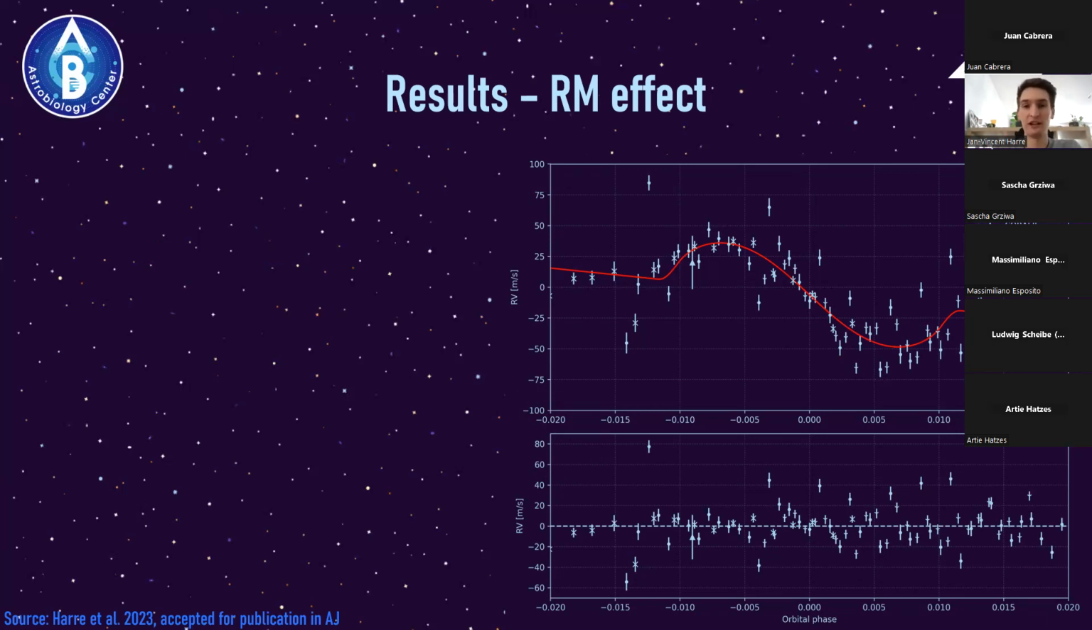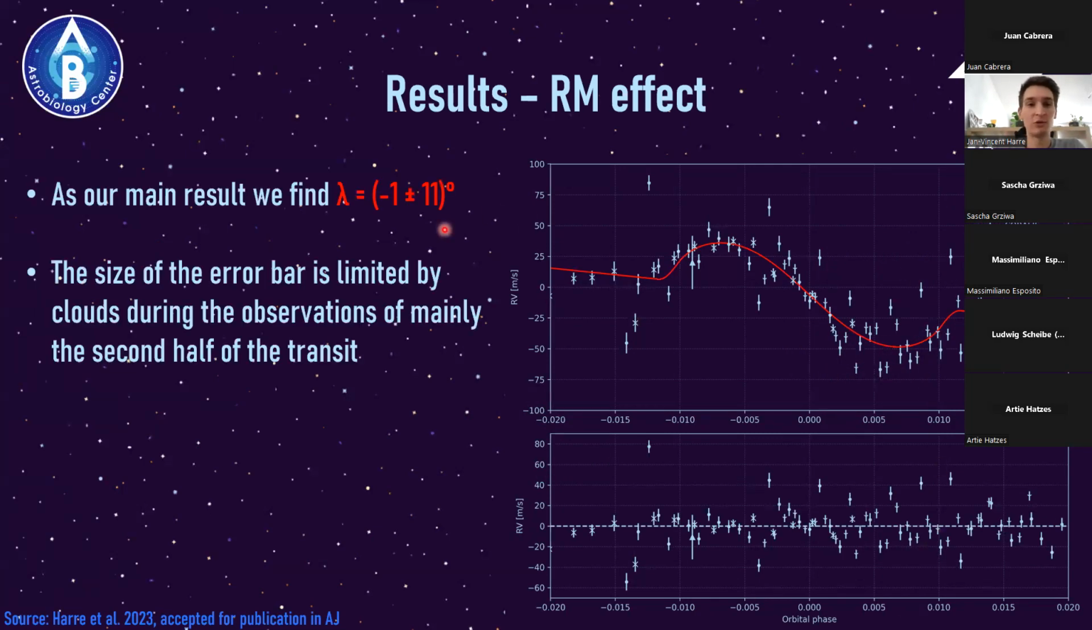And just at first sight, I guess it is quite clear, if you remember a few slides back, that this looks aligned. However, there is some scatter in the data, especially in the second half of the transit, which beats our not super small error bar of 11 degrees. And so what we find is a projected obliquity angle of -1 plus minus 11 degrees. And the size of the error bar is mainly limited by the scatter here, which was caused by clouds during the observations, mainly during the second half of the transit.